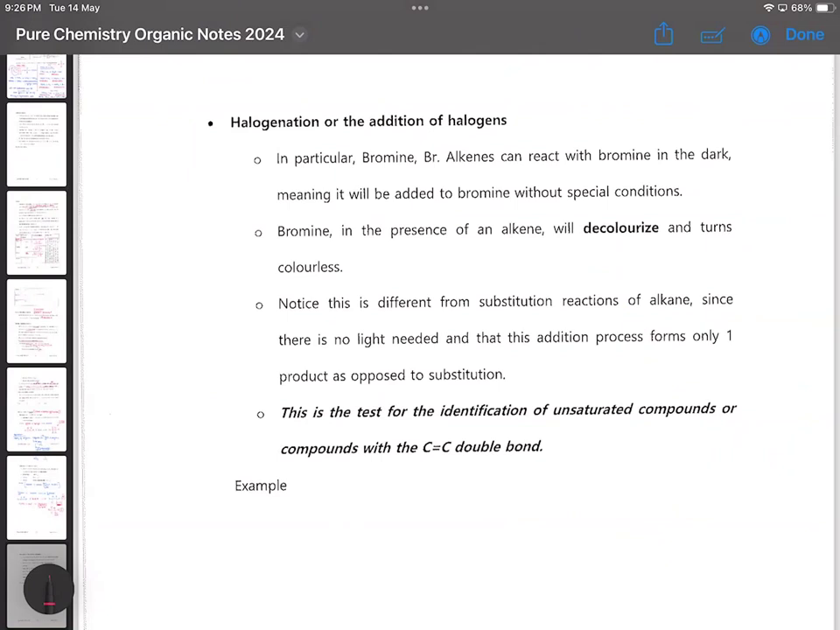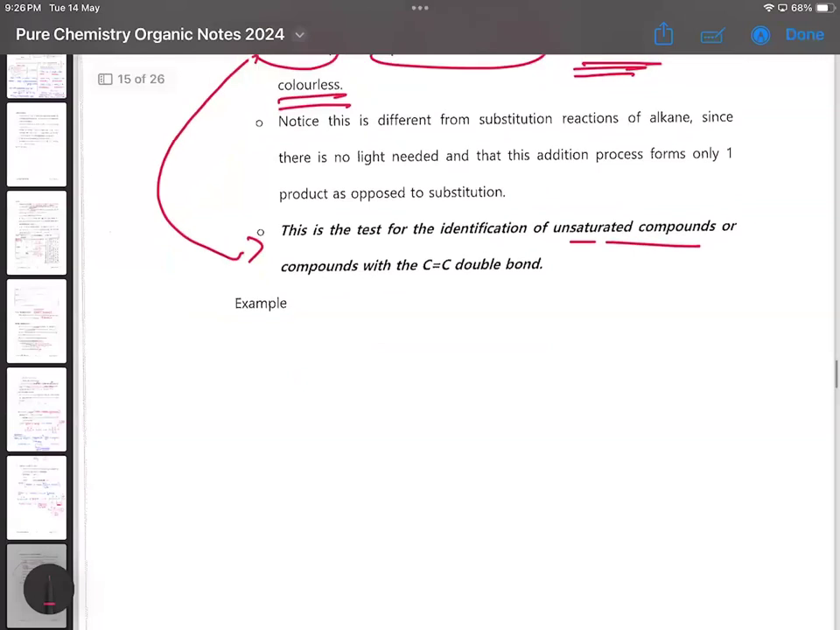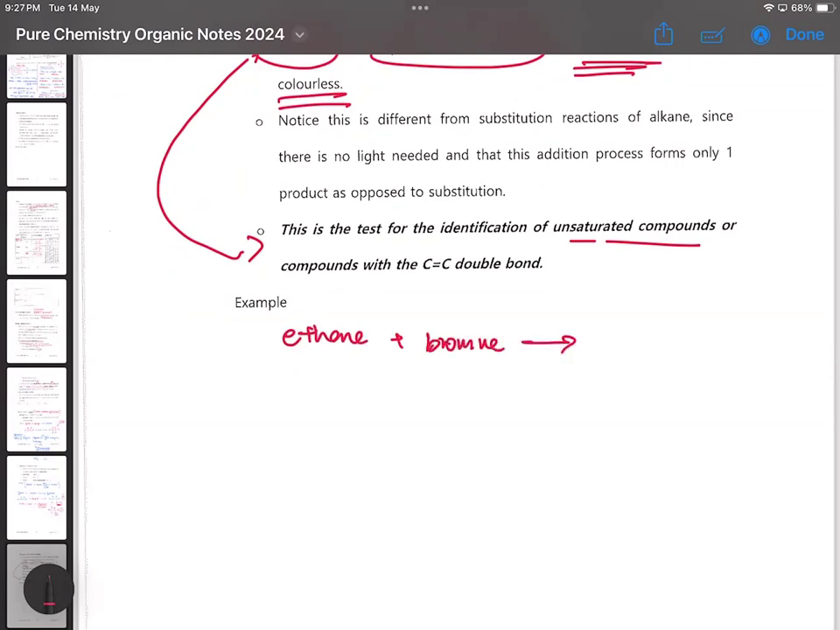Most of the time when we do halogen reactions, it is with bromine. And when it reacts with an alkene, it will decolorize and turn colorless. Because of this, this is a test for whether something has a double bond or not. Now, what does this mean? Let me do a quick one. In this case, ethene will react with your bromine and you will get something here.